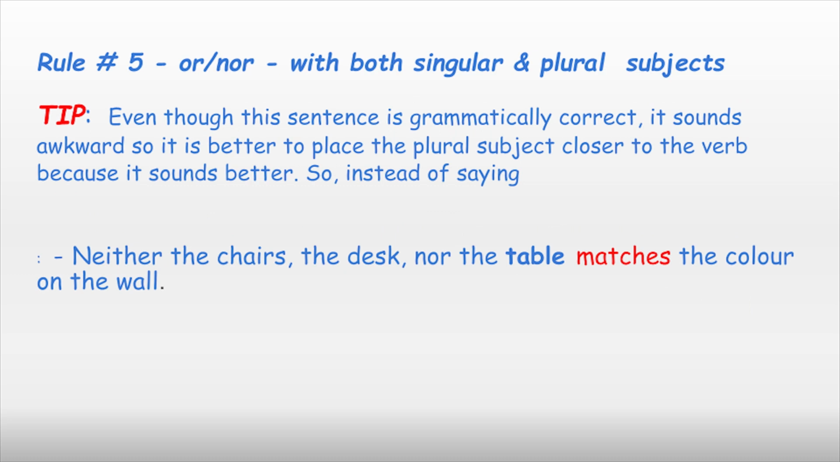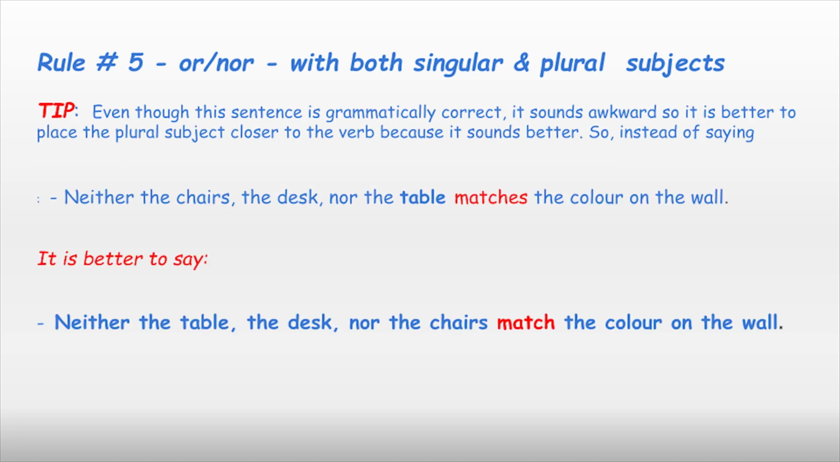But here is a tip. Even though the sentence is grammatically correct, it sounds awkward, so it is better to place the plural subject closer to the verb because it sounds better. So instead of saying, neither the chairs, the desk, nor the table matches the color on the wall, it is better to say, neither the table, the desk, nor the chairs match the color on the wall.